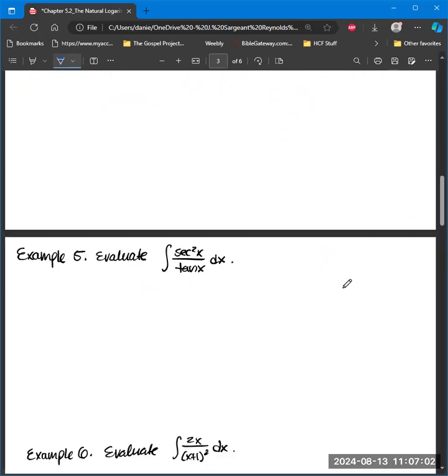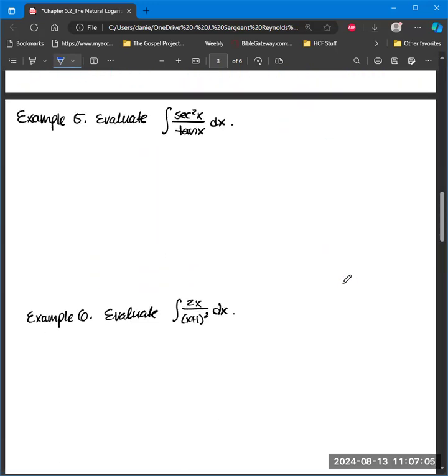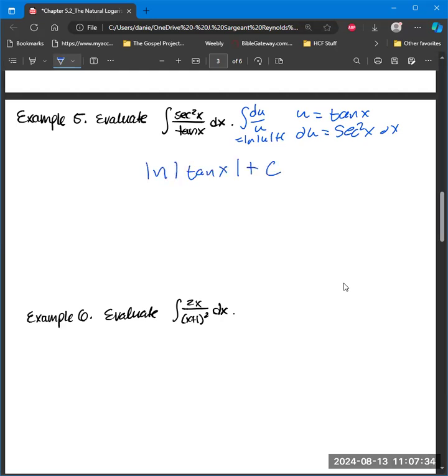All right, now we get to do some fun integrals with trig. We're still looking at the top being the derivative of the bottom. So the bottom is tangent. The derivative of tangent is secant squared. So this is a du over u situation. So we're still going to get ln of the absolute value of u plus c. So because u is tangent x, we get ln of the absolute value of tangent x plus C.